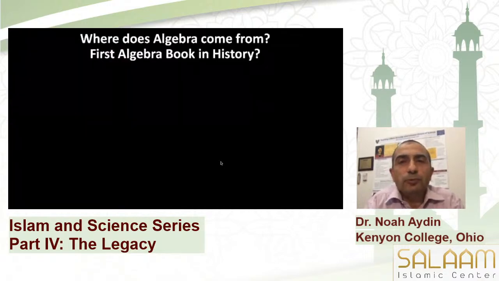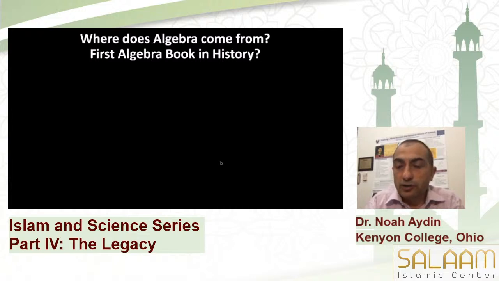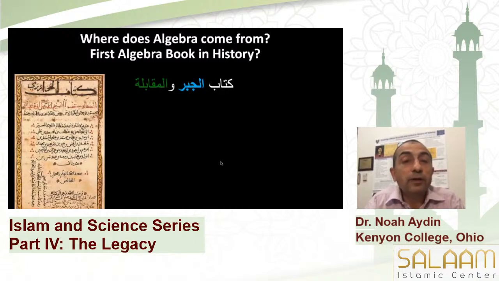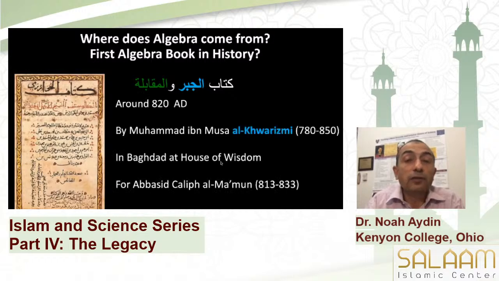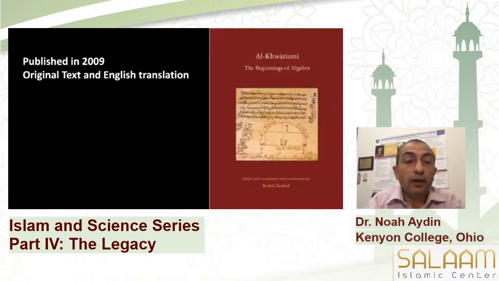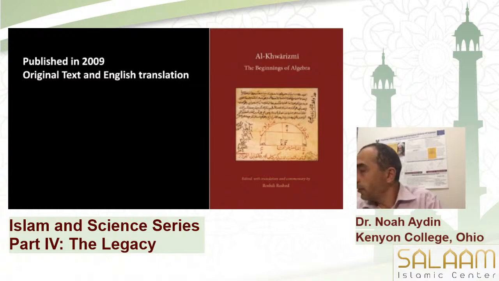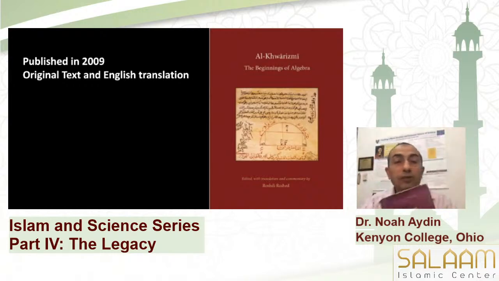So where does this algebra come from? What is the first algebra book in history? Well, algebra comes from the title of a book written by an Islamic scholar. When do you think it was written? It was written in the early 9th century, Kitab al-Jabr wal-Muqabala. This is the first time algebra appears as a mathematical discipline. In fact, the word algebra is a transliteration, not a translation, of the Arabic word al-Jabr. Fortunately, we have this book available to us in English translation. You can buy this book.